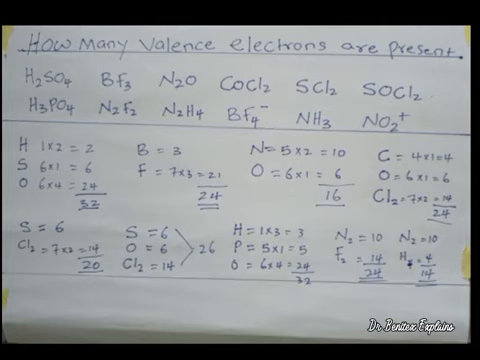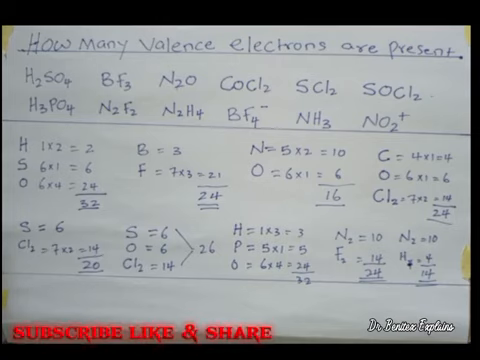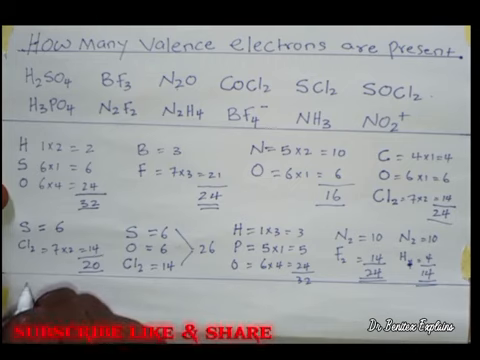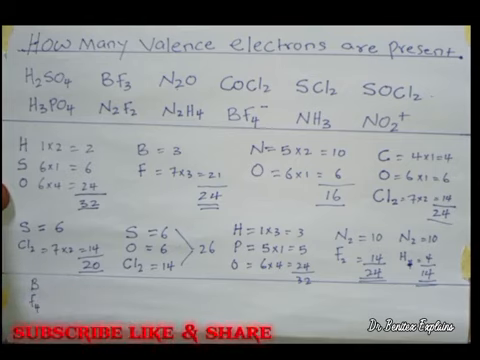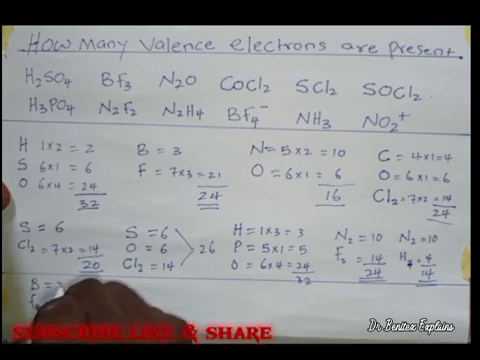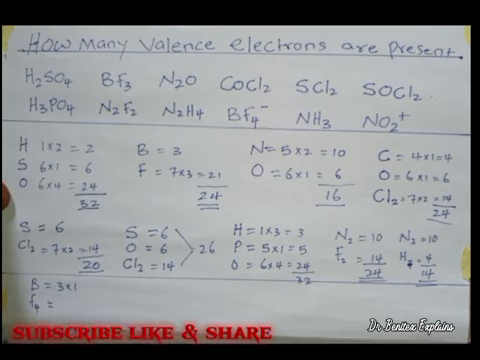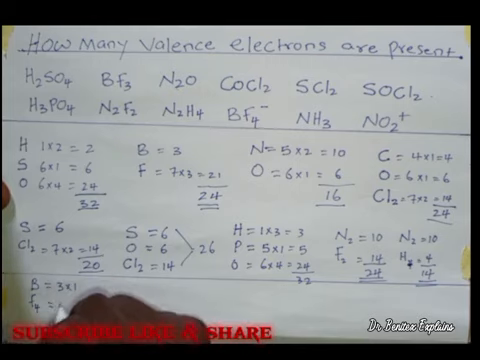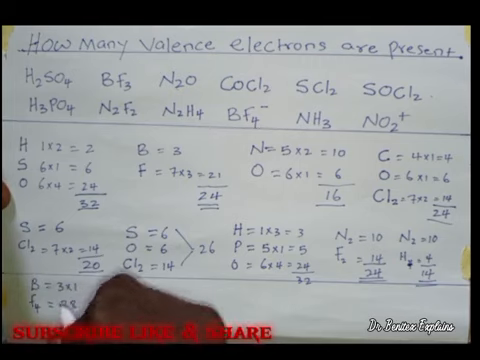Okay, so our next molecule here is going to be BF4 minus. So for BF4 minus, we have boron, B. We have F4. Now, for BF4, boron is found in group 3. So this is equal to 3 times 1. Fluorine is found in group 7. So how many fluorine atoms are here? We have 4. 7 times 4 is equal to 28.